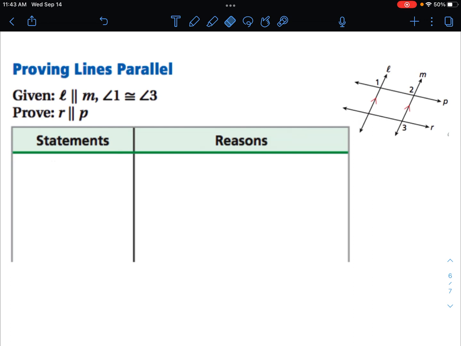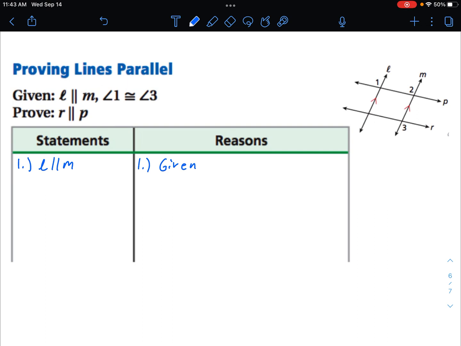We're going to finish with a couple practice proofs just to keep you going on that. Starting with number 1, I'm going to start off with L is parallel to M, because that was given to us. Now, you could put both your givens in the same statement there, but since they're talking about 2 different things, I'm going to separate them out.